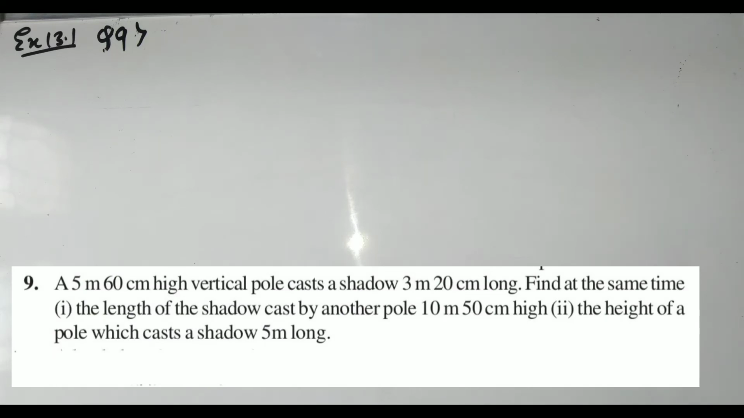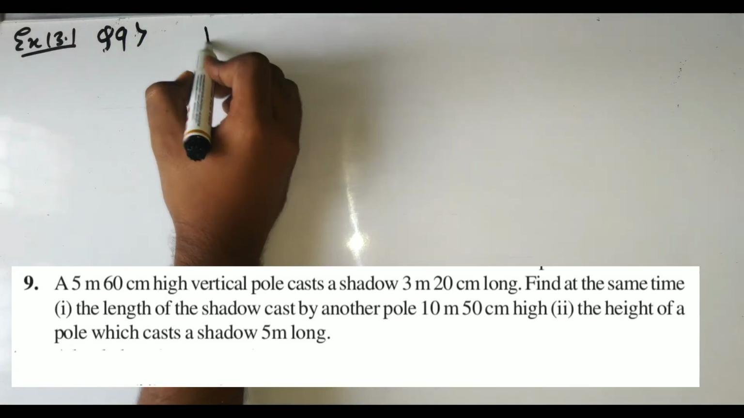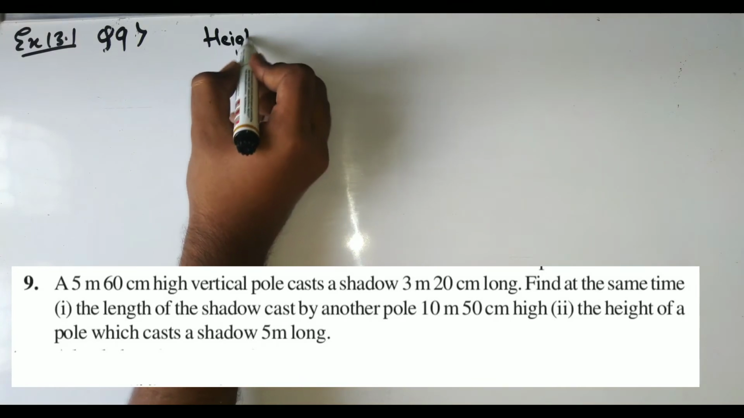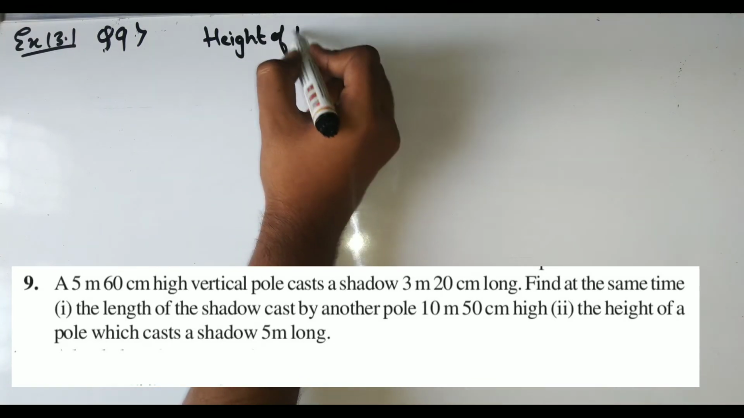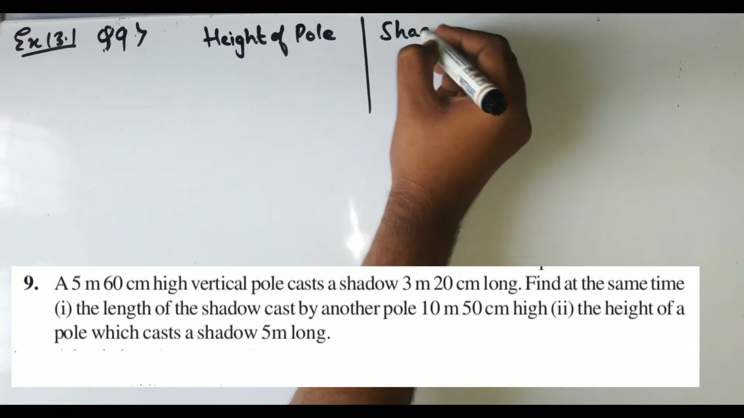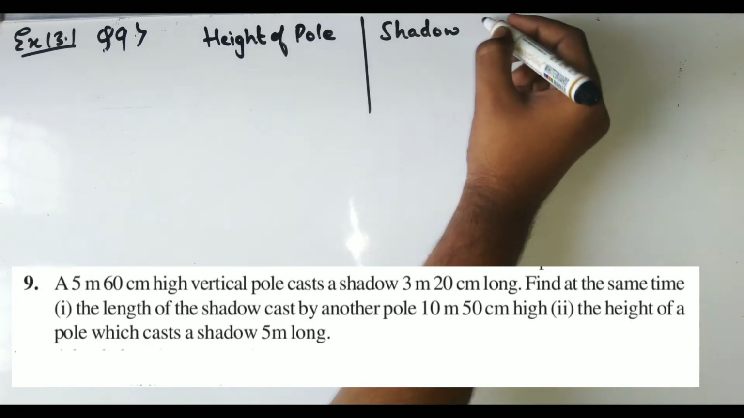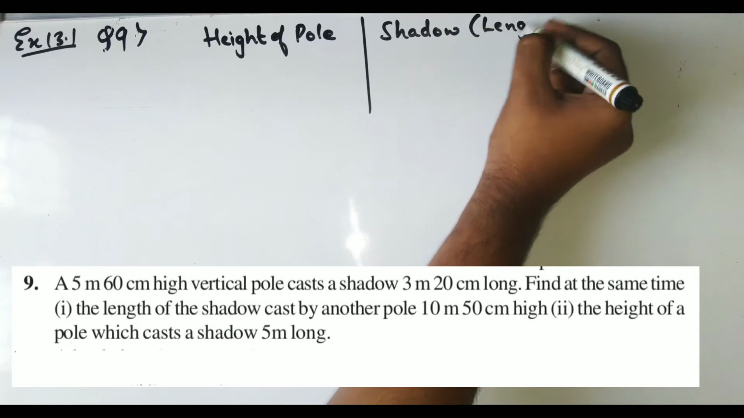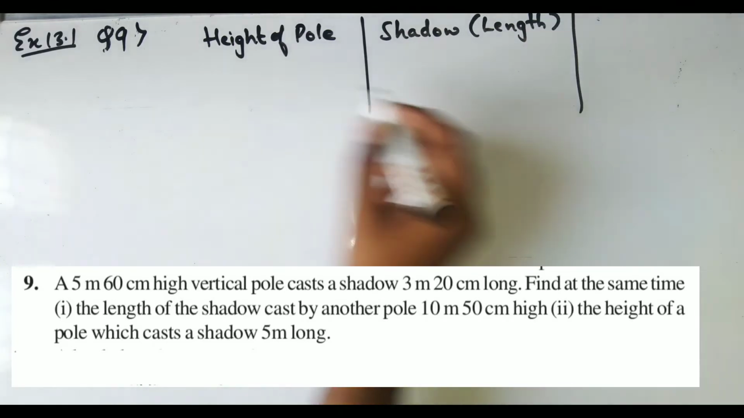Find at the same time. So two parts of the question are given. Let us see what this question says. The height of a vertical pole and its shadow are given. So the two quantities are there: one is the height of the pole and the other is the length of its shadow.